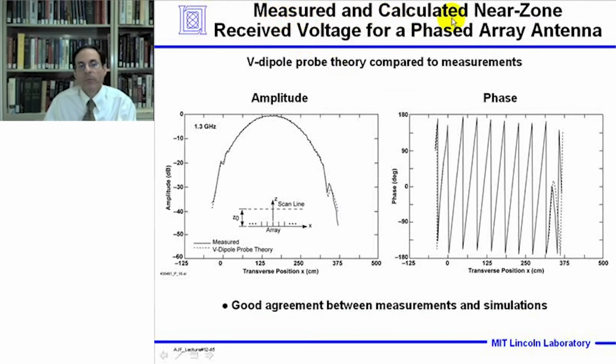Now this slide shows the measured and calculated near zone received voltage for the phased array antenna. Here we're comparing the V-Dipole probe theory to measurements for the 32 element test bed. So on the left is the amplitude calculated and measured, and there's very good agreement. And we see good agreement between the measurements and simulations for the phase as well. And again, the phase slope is due to the main beam being steered from broadside.